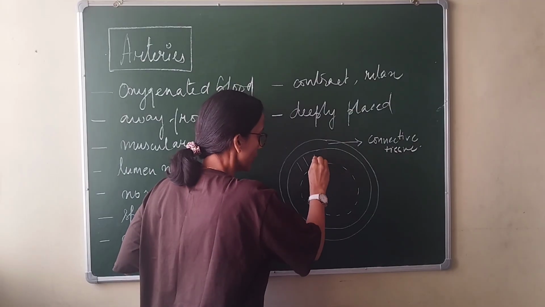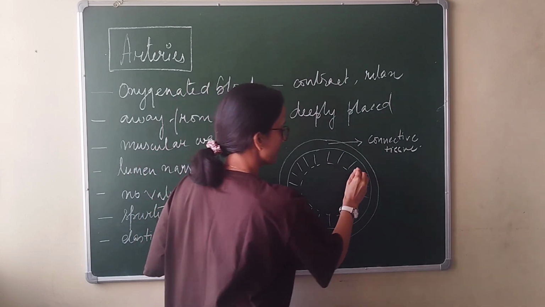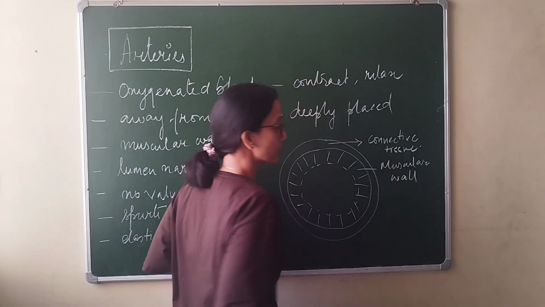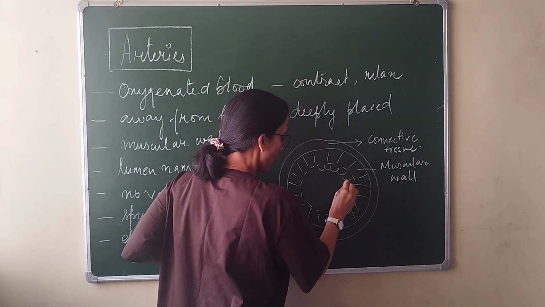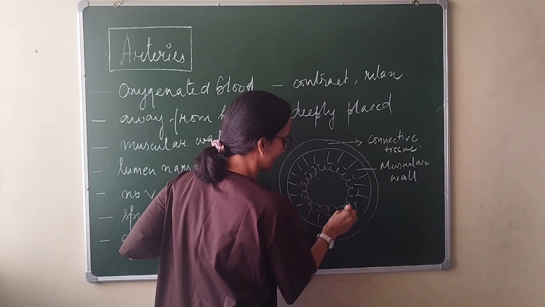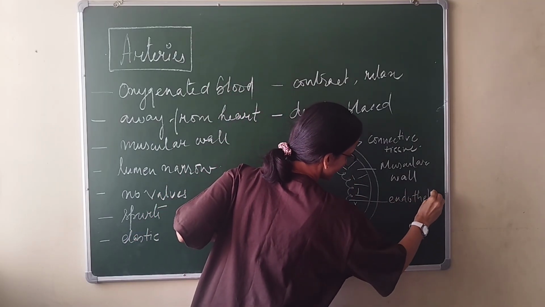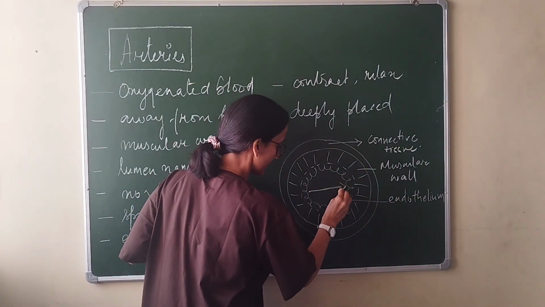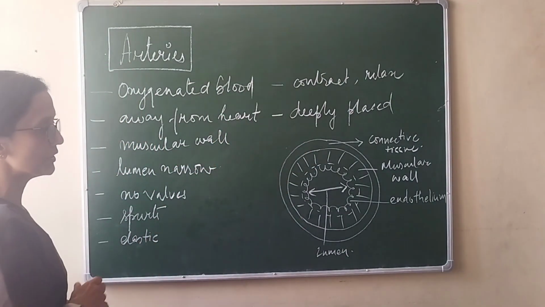We have already discussed this. So let's draw these striations for our convenience, and this is the muscular wall. This is also known as tunica media, and then inside this is the layer of endothelial cells, which is known as endothelium, which is the innermost layer. This is known as tunica interna, and what is left inside this becomes the lumen of the artery. So all in all, these are the points about artery.